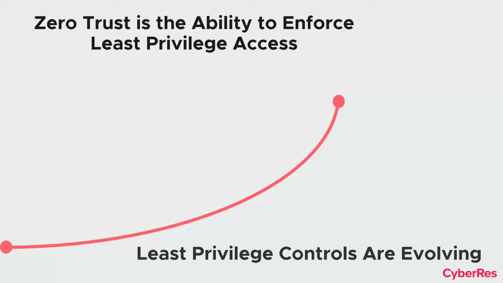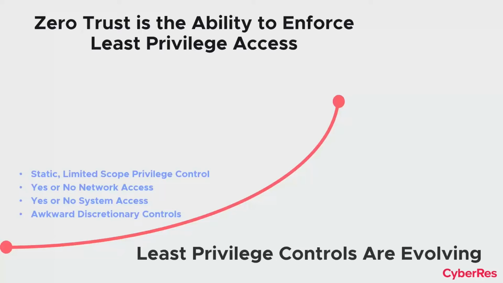The really interesting thing about that is that least privilege controls are evolving massively and quickly. Originally, they were rather static, limited scope privilege controls. It was either a yes or no, whether you got on the network: were you an employee or not? Yes or no, if you got to a system, you might have to be handed admin controls just to use the system, which was messy. And the discretionary controls that we had for invoking least privilege were very awkward.